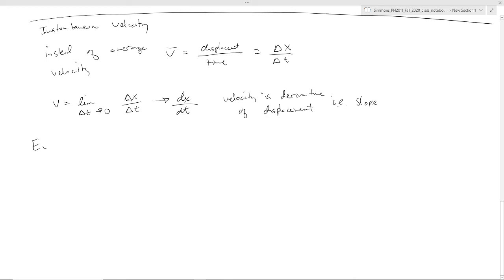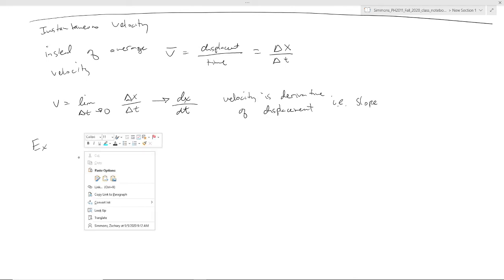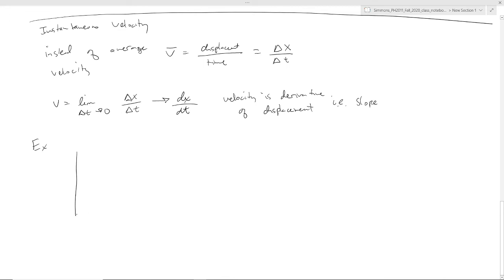This allows us to analyze situations graphically. You might have some plot of displacement as a function of time. And I'll give you just a little example here. And we can interpret this by comparing the slope at these different points.